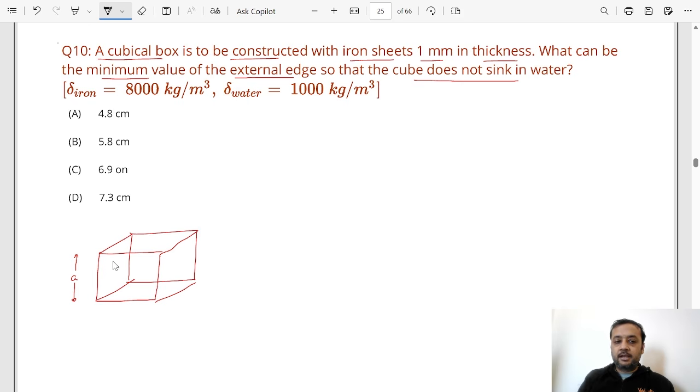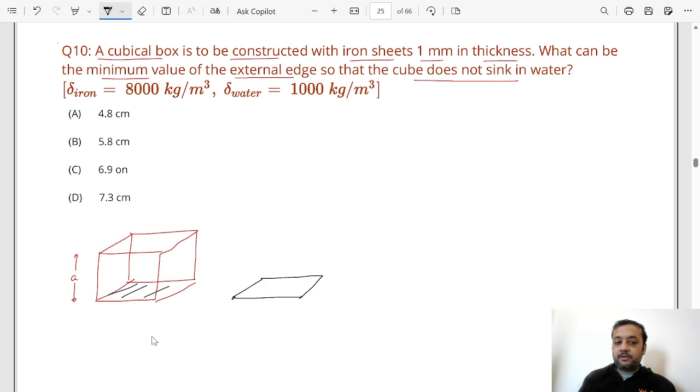Now look, first let's try to understand what will be the mass of this iron sheet or cubical box rather. So if you understand, each sheet is 1 mm thick. If I show you the bottom sheet separately here, imagine it like that: this small thickness will be there, because it is like a sheet, so it will have some thickness. So how will you write the mass of this? Look, mass will be volume of this into density. Okay, mass of this sheet.